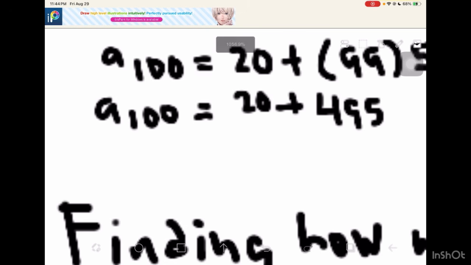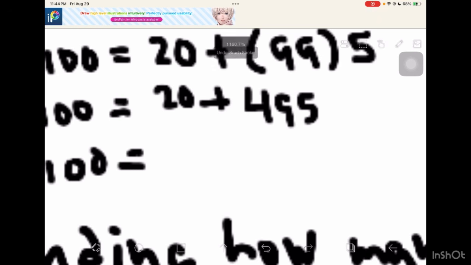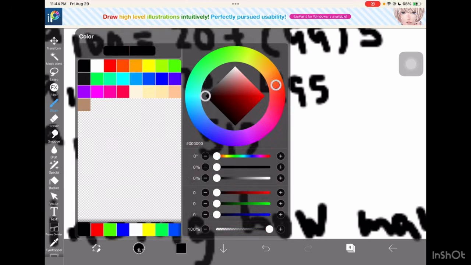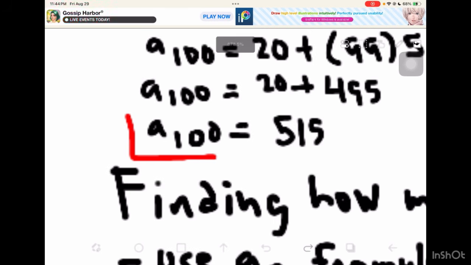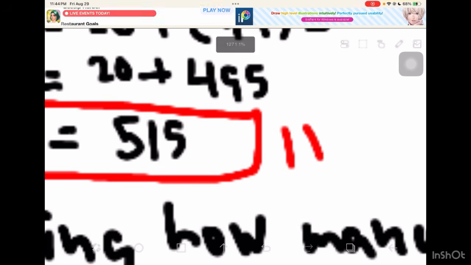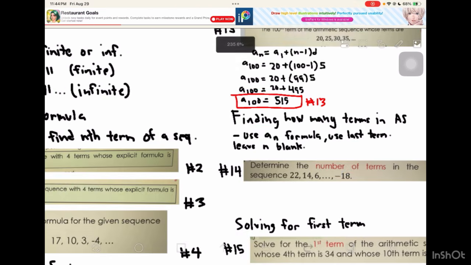And lastly, let's do addition. 20 plus 495 is 515. And that is our answer for number 13. You're reviewing that? Yep. Okay. Alright, so that's number 13.